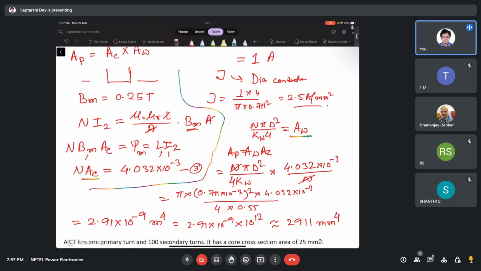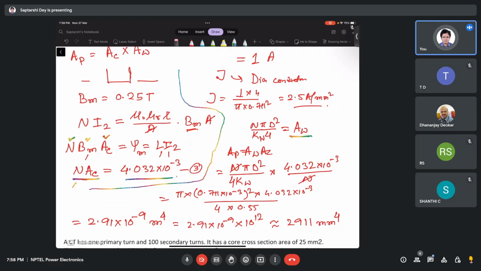Now, area of core comes from the maximum flux limit. BM is the maximum flux limit, that times AC is the maximum flux, that times N is the maximum flux linkage, psi M. Maximum flux linkage happens when the current is maximum, so Li2, right? So N BM AC is Li2. So what we got from here, N AC is this, right? We have to find out AC, but number of turns we don't know, so we left it here.